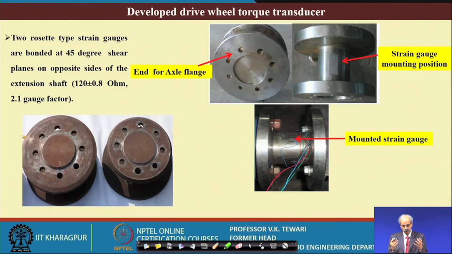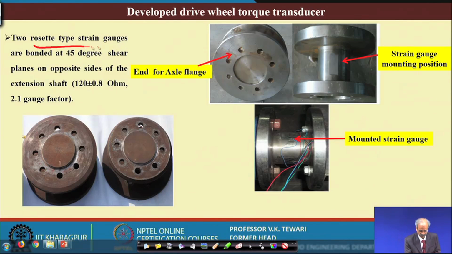In fact, how did we do this? This was developed, in fact, with flanges, and these flanges will be on the tractor wheel on one side, and the other will be with the axle. So, the extension will take place with this. The rosette type strain gauges are at 45 degrees. In fact, this has been talked of earlier, along with the gauge factor of the strain gauge. Now, these are the strain gauge mounting positions, this is the position of mounting.